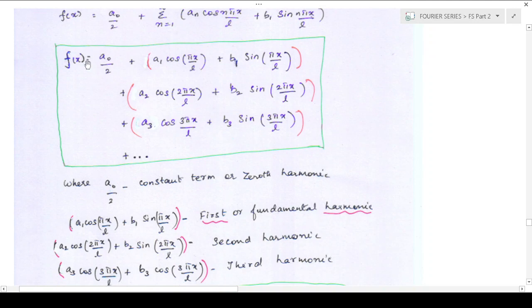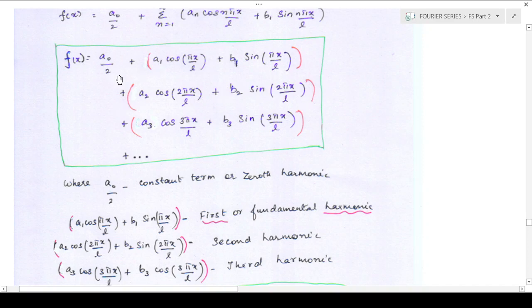This term is said to be the zeroth harmonic or constant term. This is said to be the first or fundamental harmonic. This is said to be the second harmonic. This is said to be the third harmonic. If they ask only the zeroth harmonic or constant term, you have to find only a naught by 2. Up to first harmonic, you have to find this plus this bracket. If they are asking up to second harmonic, till this, a2 cos 2 pi x by L plus b2 sin 2 pi x by L, you have to find.